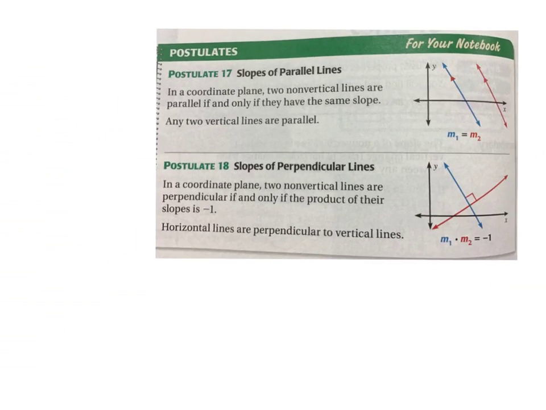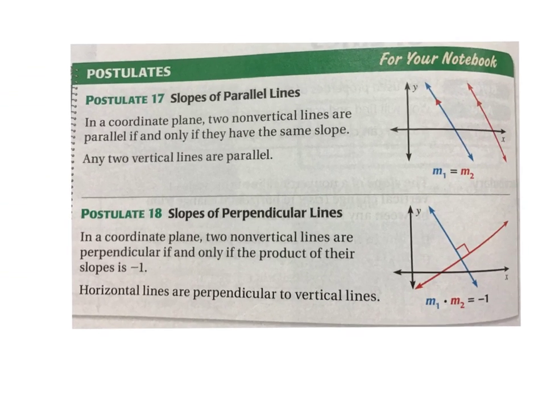All right, postulate 17 is slopes of parallel lines. In a coordinate plane, 2 non-vertical lines are parallel if and only if they have the same slope. Okay, that is the definition of a parallel line. They have to have the same slope on a coordinate plane. They will have different x and y intercepts, possibly, but they will always have the same slope.